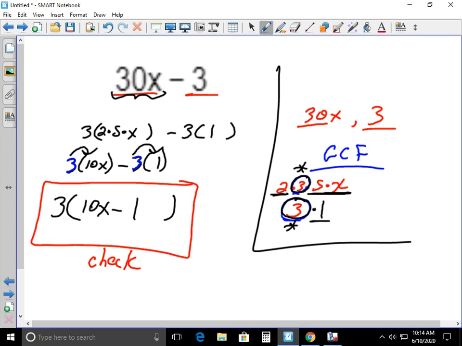Now, how do I check to make sure that's the correct answer? I would just distribute it back out and see, is that equivalent to what we started with? Remember in the last chapter we looked at distributing. If we have something in front of a parenthesis, that gets distributed to each of those. So 3 times 10x is 30x. 3 times 1 is 3. That's what we started with, so that means that is the correct factorization.